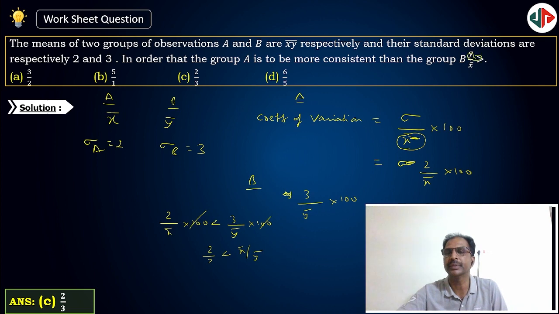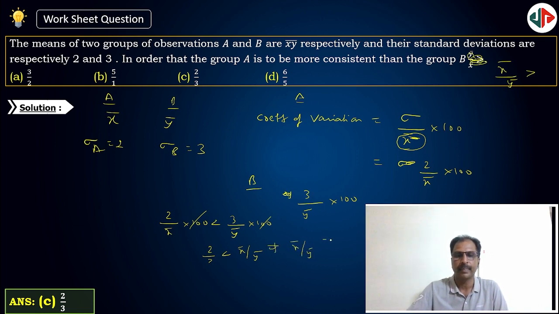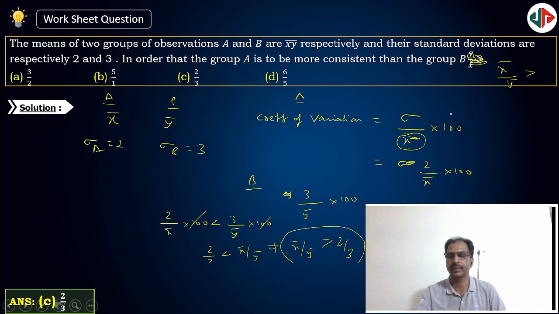Here the question should be not y bar by x bar, but x bar by y bar is greater than. From this, what is x bar by y bar? Greater than 2 by 3. So there is a small error in the question. It should be x bar by y bar greater than that.